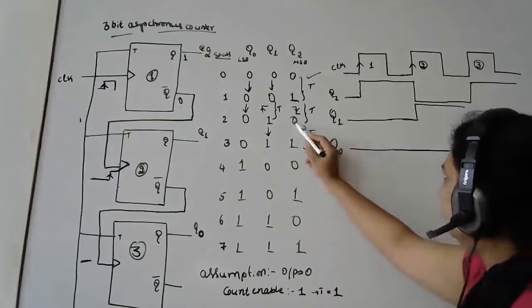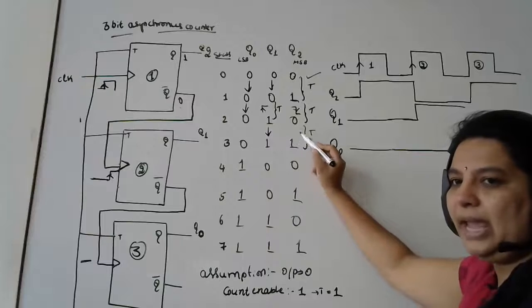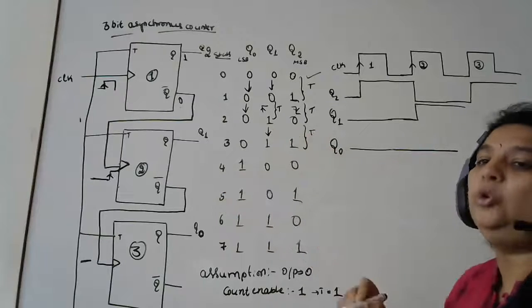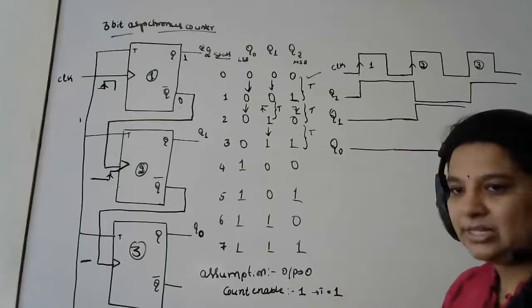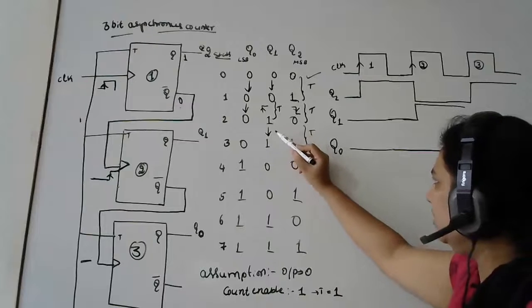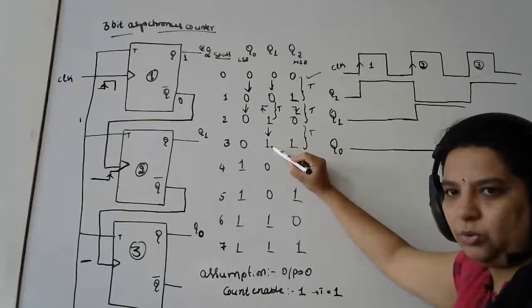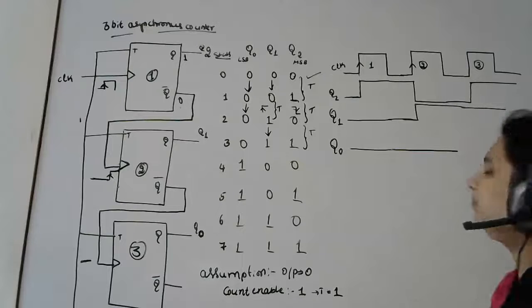My first flip-flop changes from 0 to 1. This 0 to 1 change will make my second flip-flop not trigger. It is not triggering now. So, it will remain in the same state. What was its previous state? Its previous state was 1. So, it remains in a 1 state only. So, I continue to be in the 1 state.